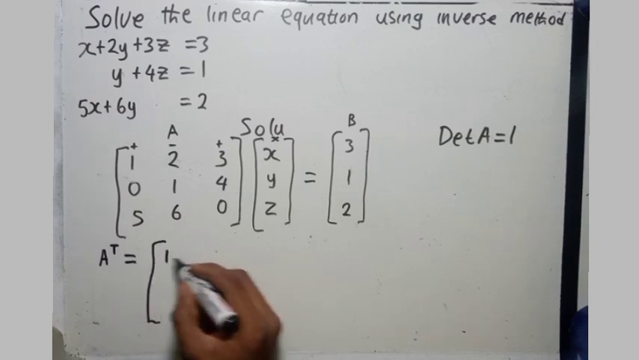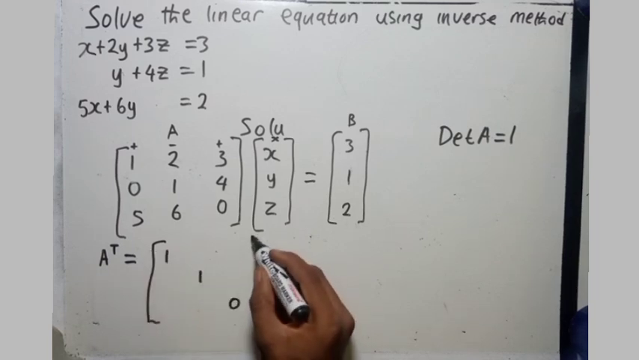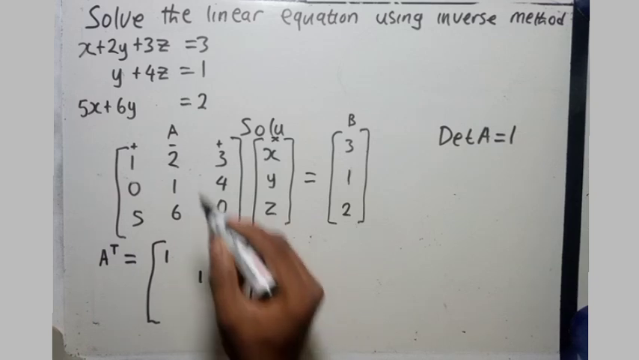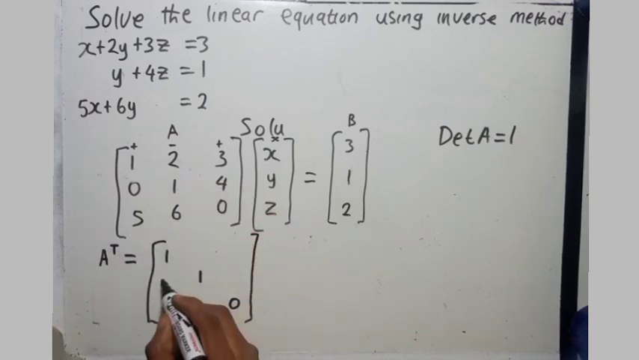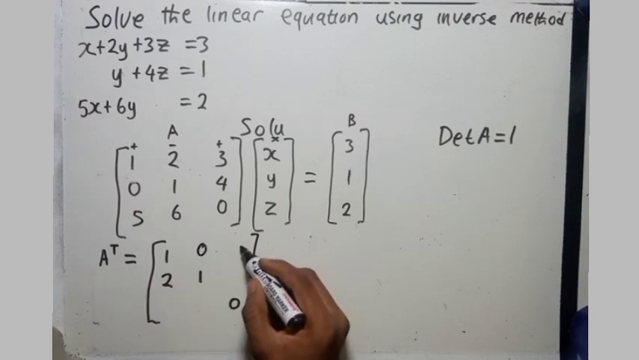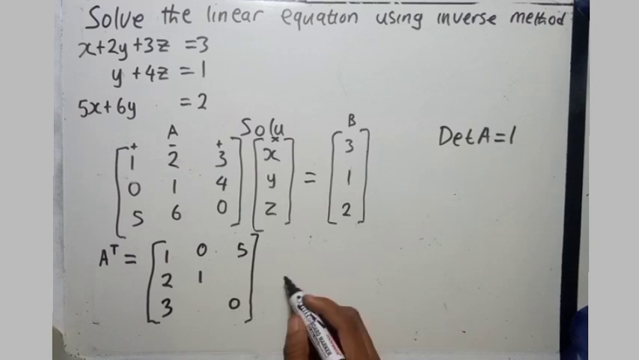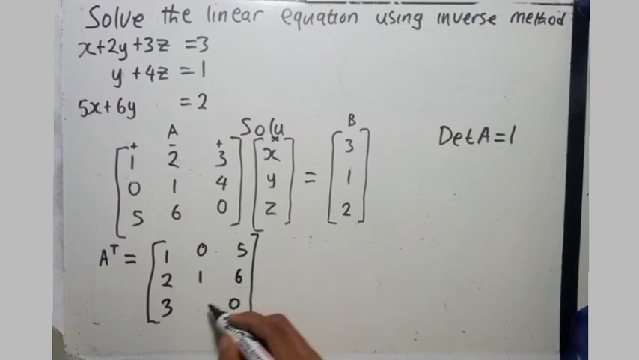It's going to be 1, 1, and what? 0, keeping your diagonal the same, and the rest you swap them. So 2 will come over here, while 0 will come over here, 5 will come over here, while 3 will come over here, and 6 will come over here, while 4 comes over here. So this is your transpose.